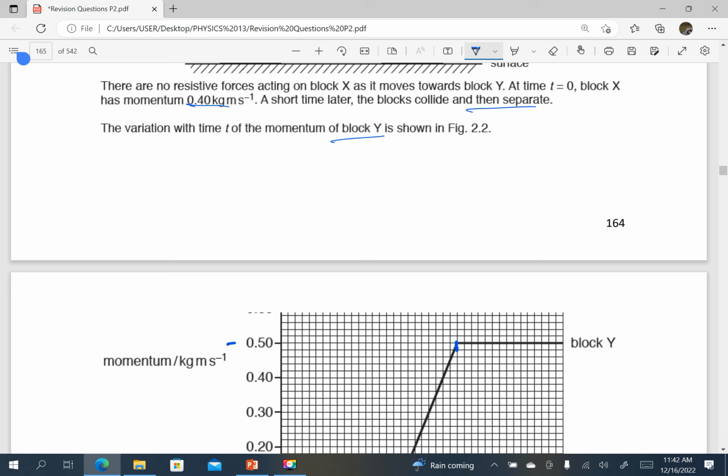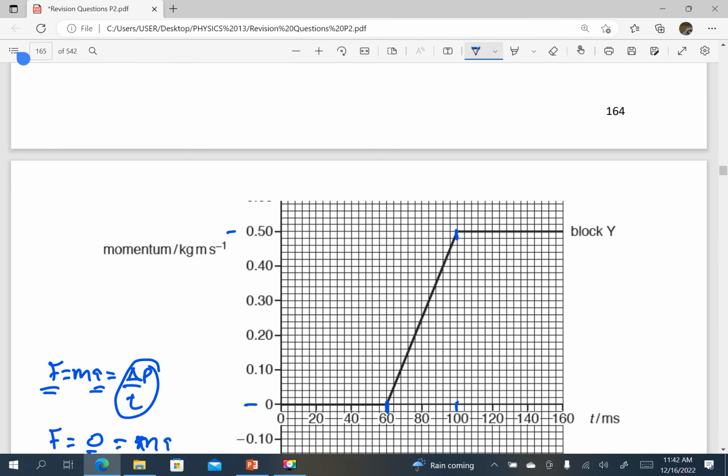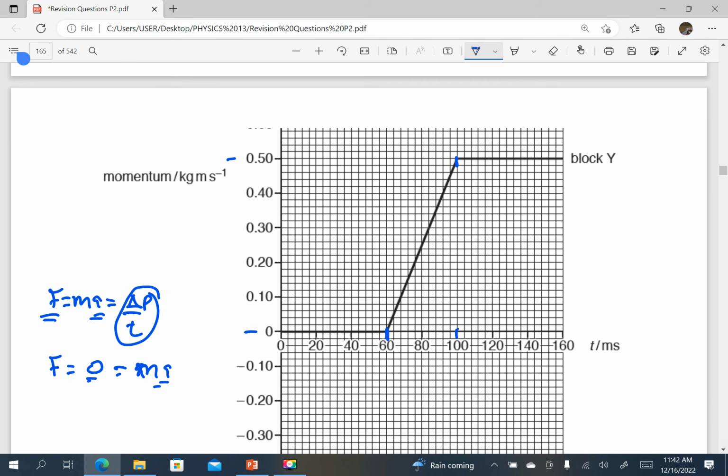So we shall draw a horizontal line at 0.4, not until we reach 60 milliseconds. So I'll put here my ruler. So that is the initial momentum of block X. And total momentum should remain the same, and is going to be 0.4, because the other one was initially at rest.